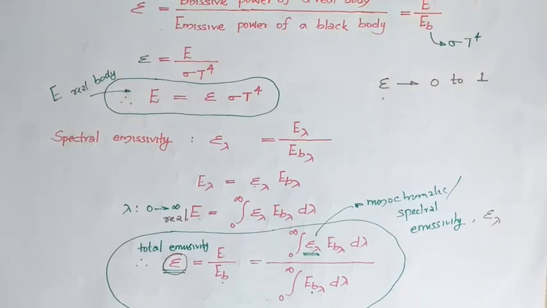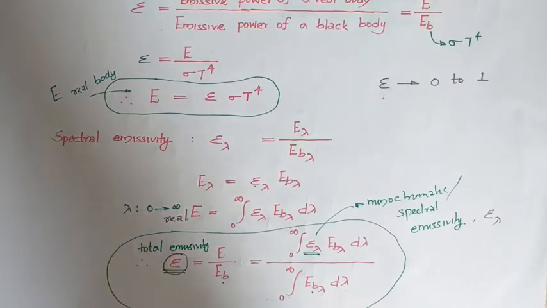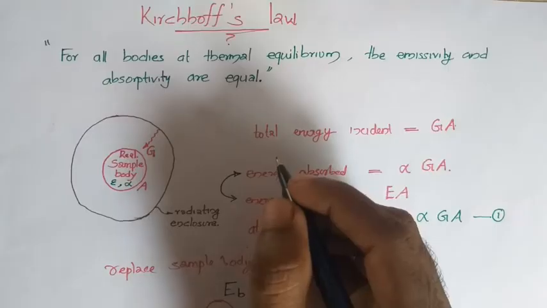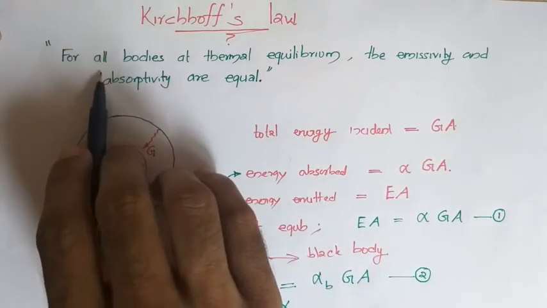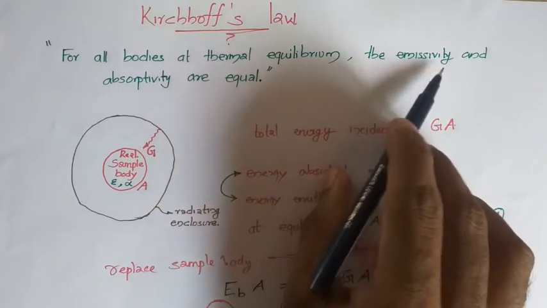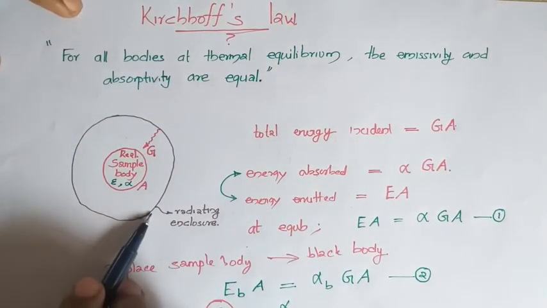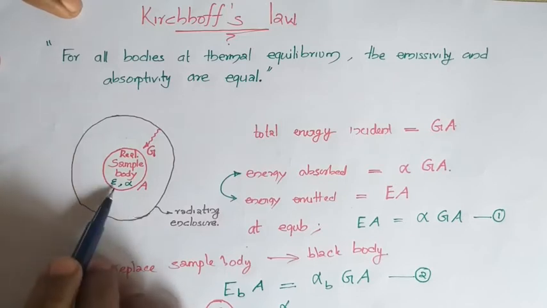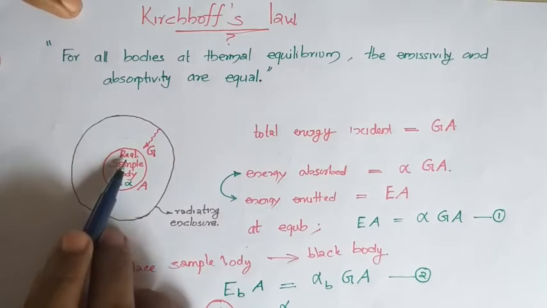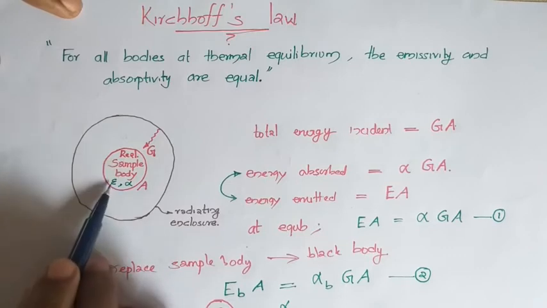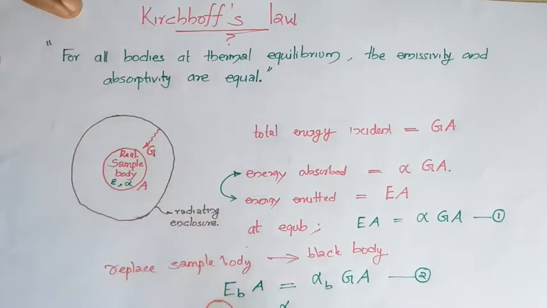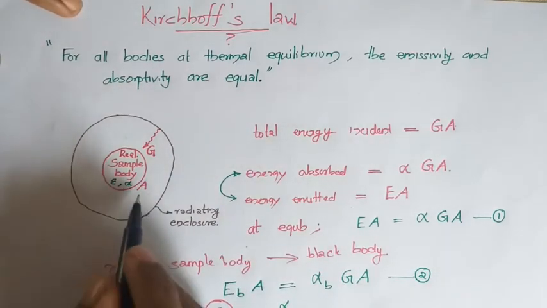Next we will be seeing a law which is known as Kirchhoff law, which relates the emissivity and absorptivity of radiating bodies. Kirchhoff law states that for all bodies at thermal equilibrium, the emissivity and absorptivity are equal. So here you can consider a radiating enclosure. Within this, first I will be placing a sample body or real body which has the properties of emissivity epsilon and absorptivity alpha, and it has a total surface area of A.